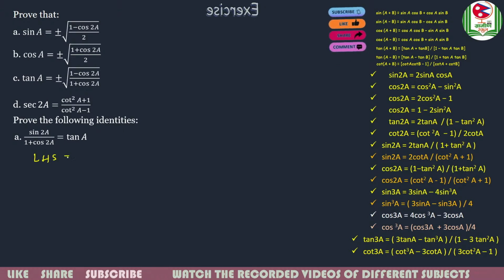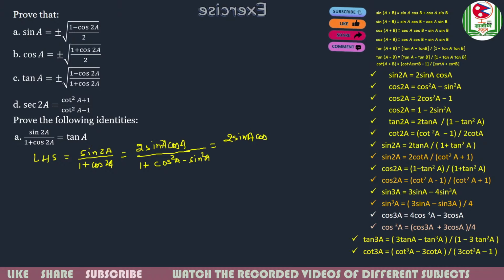So here LHS equals sin 2A upon 1 plus cos 2A, and here sin 2A equals 2 sin A into cos A. And 1 plus cos 2A means 1 plus cos square A minus sin square A. Just simplify: 2 sin A into cos A, divided by 1 plus 1 minus sin square A, which is again cos square A. So cos square A plus cos square A. So it is going to be 2 sin A into cos A upon 2 cos square A.